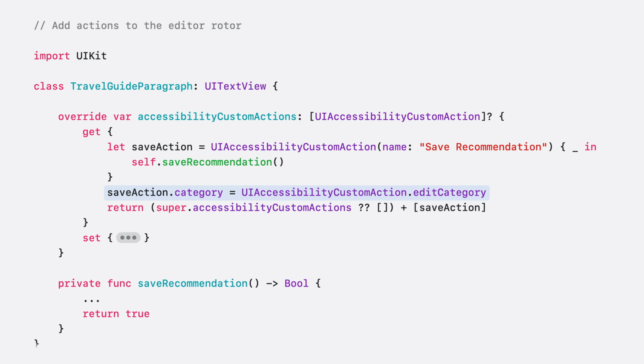In my case, I'll override Accessibility Custom Actions on my Paragraph UI Text View subclass and add my Save Recommendation custom action alongside any actions from the super implementation. Be sure to use the edit category when you have a custom action that would be associated with text selection rather than a generic action.